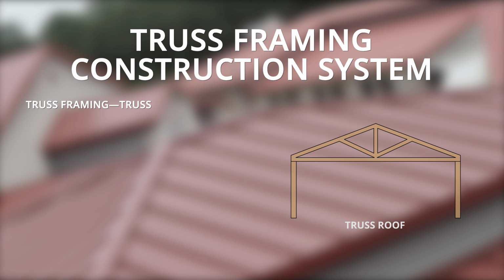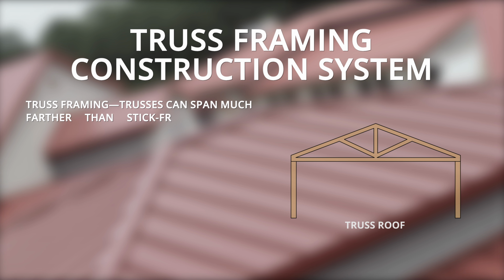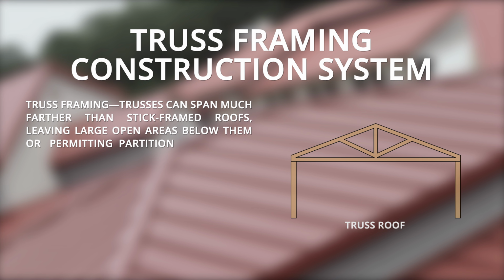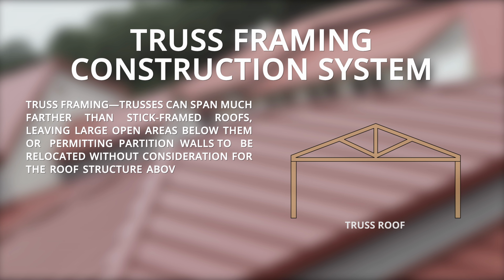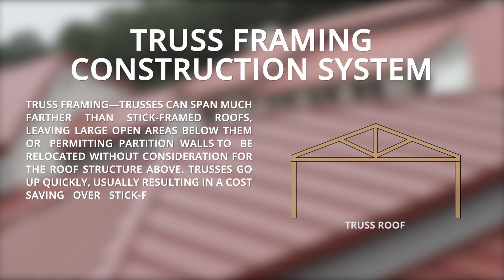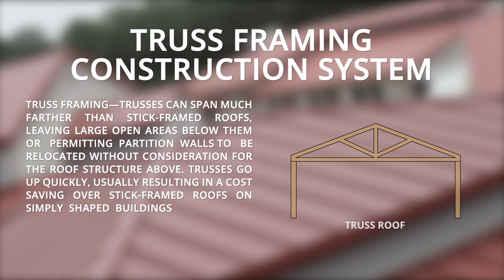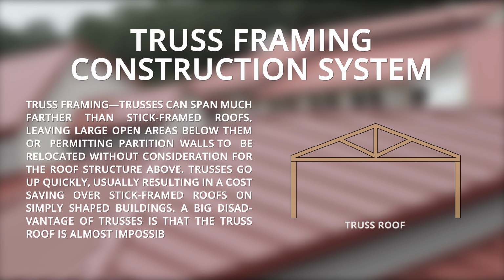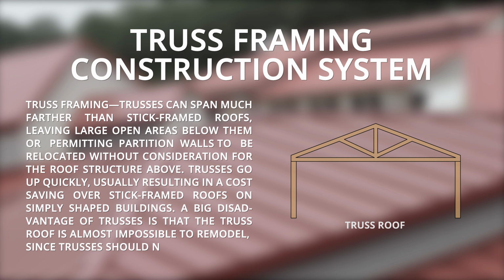Truss framing construction system. Truss framing. Trusses can span much farther than stick-framed roofs, leaving large open areas below them or permitting partial walls to be relocated without consideration for the roof structure above. Trusses go up quickly, usually resulting in a cost saving over stick-frame roofs on simply shaped buildings. A big disadvantage of trusses is that the truss roof is almost impossible to remodel, since trusses should never be cut.